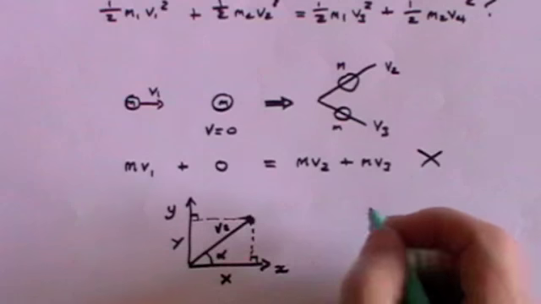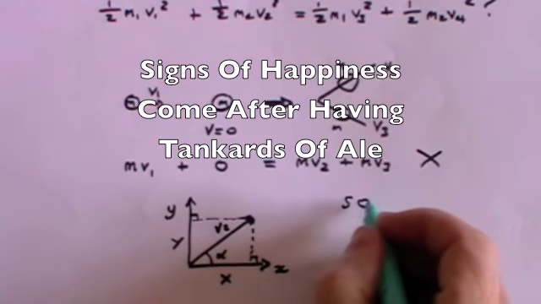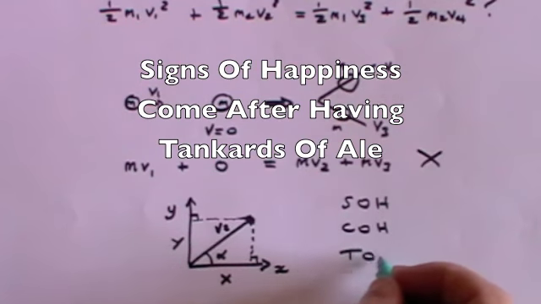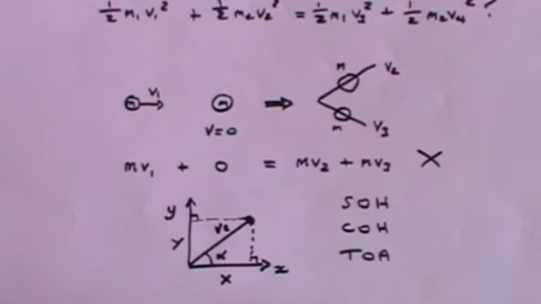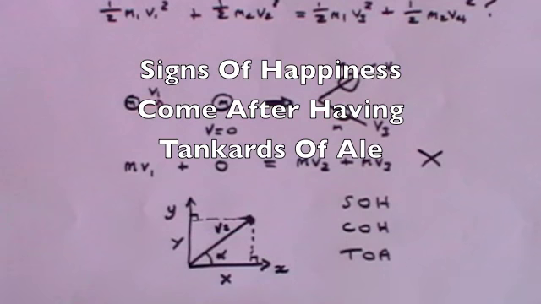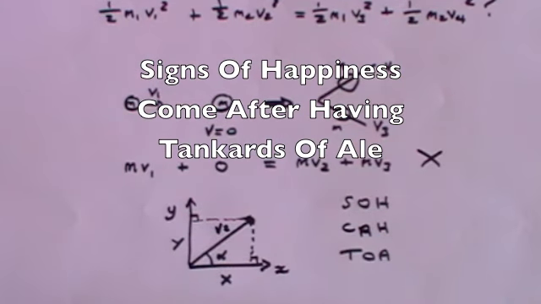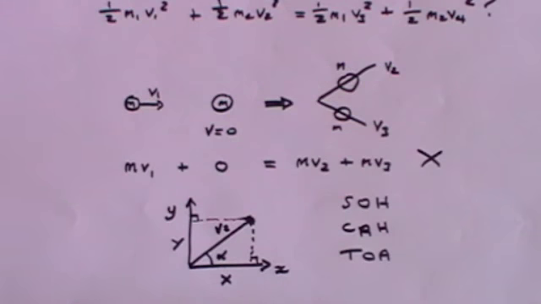Well, I remember the old saying at school, signs of happiness come after having tankards of ale. I don't suppose that's done these days. It's a little politically incorrect. I'll say it again. Signs of happiness come after having. Sorry, that should be: sines of happiness come after having tankards of ale.